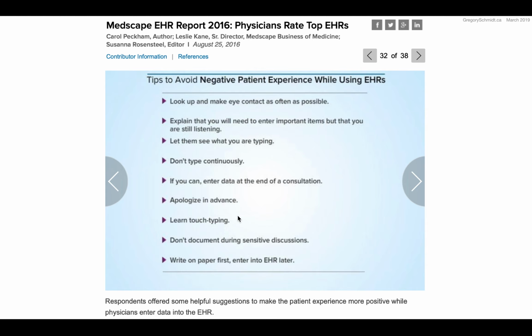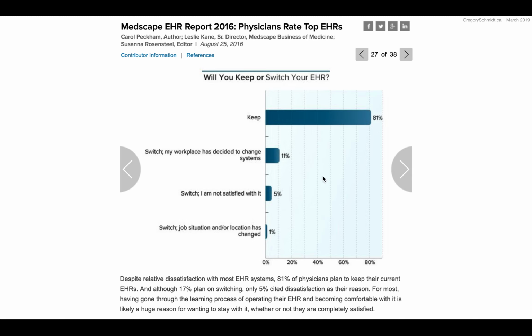If we ask clinicians, though, despite all the above data, do you want to keep your EHR? We see the conclusion is 81% of people want to keep their EHR as opposed to switch the system. And so again, I highly recommend you go back to the original Medscape report and look through all the slides yourself. But right now what we'll do is we're going to shift and look into some more objective data now, specifically around efficiency and the safety issues of these systems.